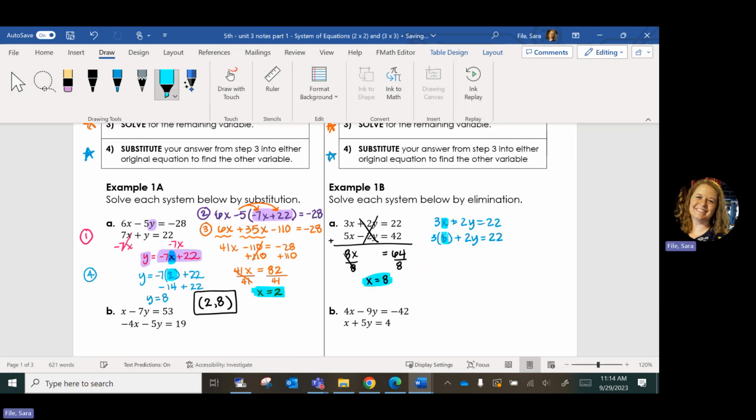So I'm replacing x with 8 here. So then I'm going to solve this. 24 plus 2y equals 22. Why is it not writing everything? Okay, so then I subtract the 24 over.